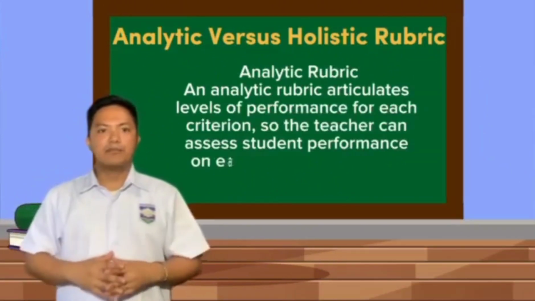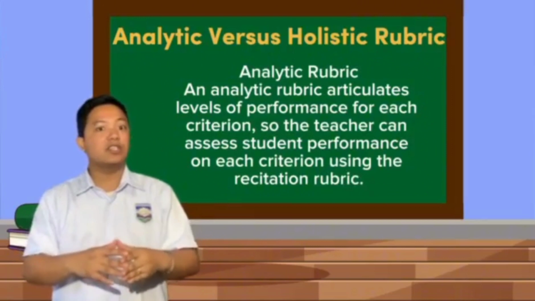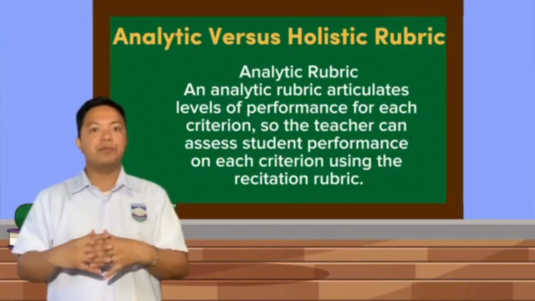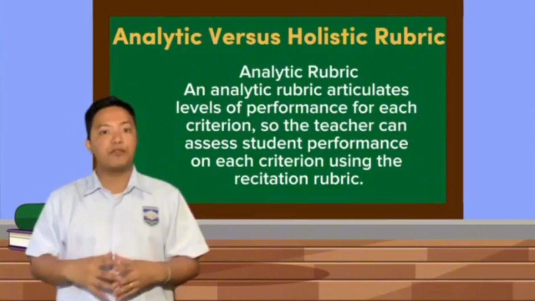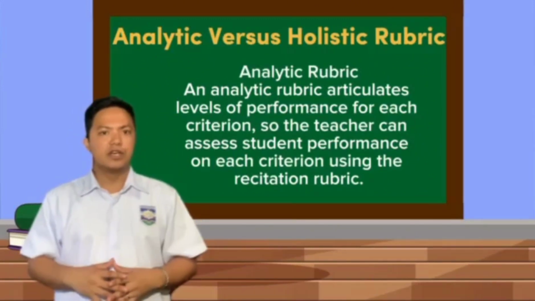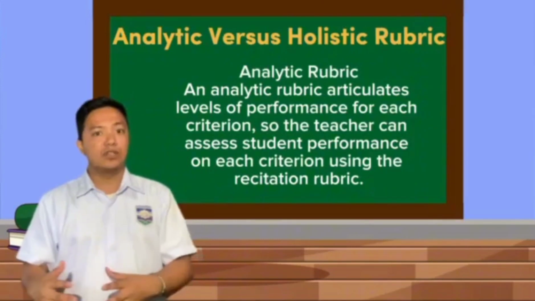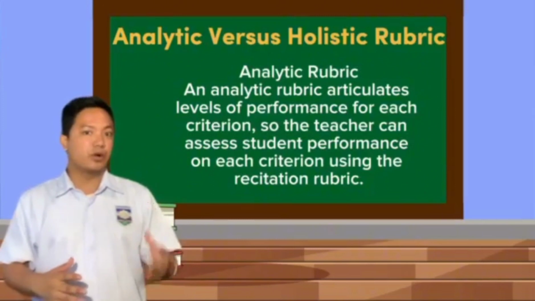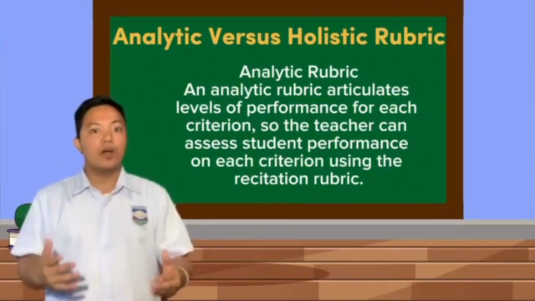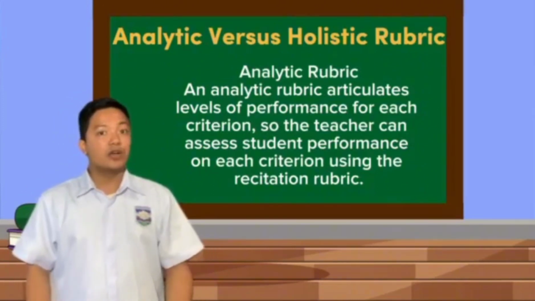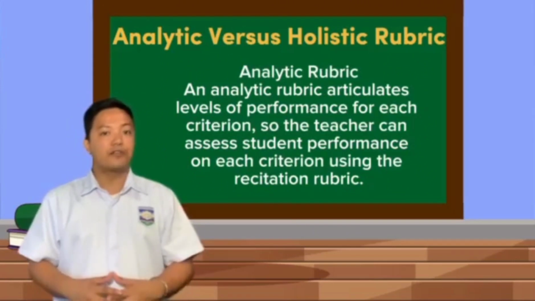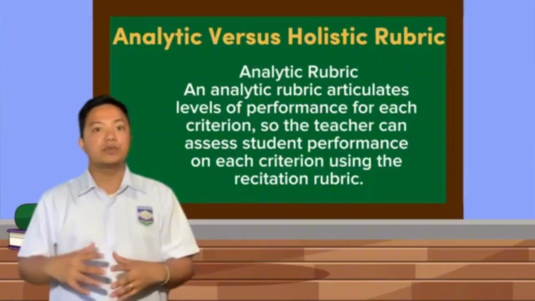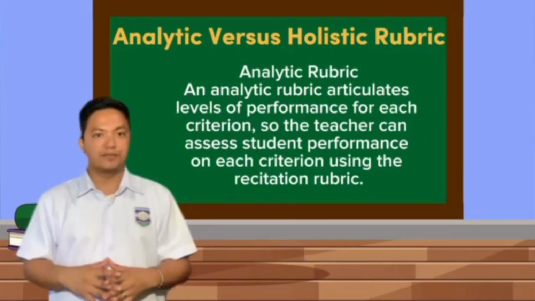Analytic rubric. Most rubrics, like the recitation rubric mentioned, are analytic rubrics. An analytic rubric articulates a level of performance for each criterion. So the teacher can assess student performance on each criterion using the recitation rubric. A teacher could assess whether a student has done a poor, good, or excellent job of creating ambience and distinguish that from how well the student did on voice inflection.